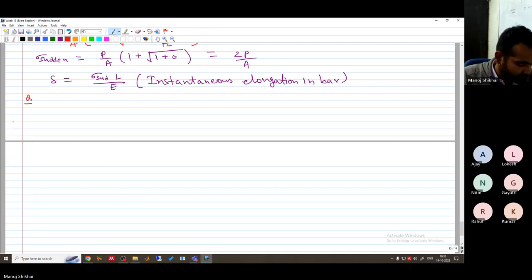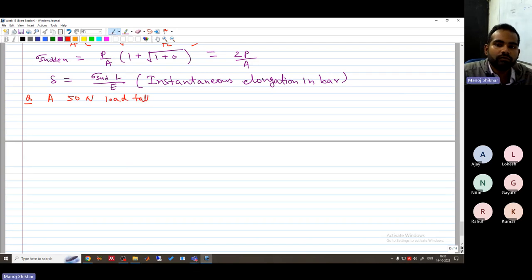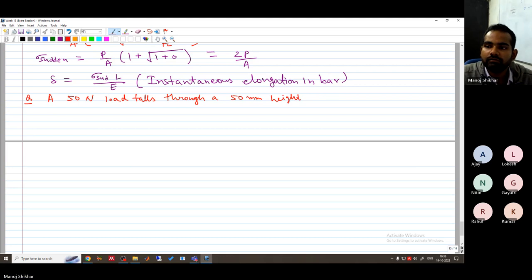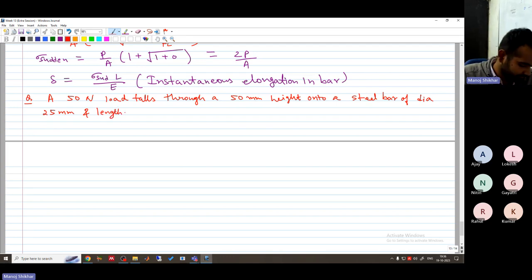So the question is that a 50 Newton load falls through a 50 mm height onto a steel bar of diameter 25 mm and length 400 mm, supported on the ground.